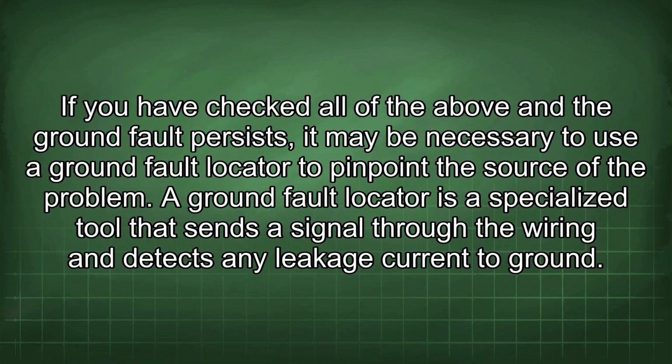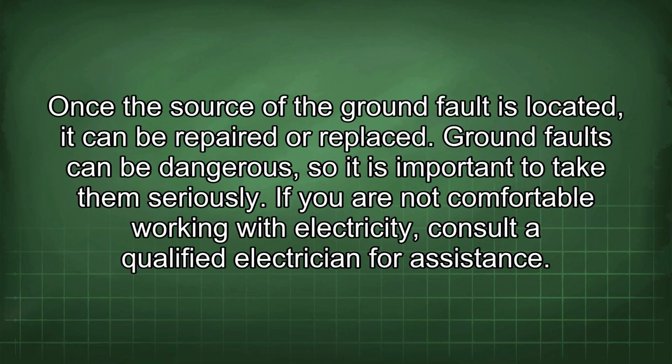If you have checked all of the above and the ground fault persists, it may be necessary to use a ground fault locator to pinpoint the source of the problem. A ground fault locator is a specialized tool that sends a signal through the wiring and detects any leakage current to ground. Once the source of the ground fault is located, it can be repaired or replaced.